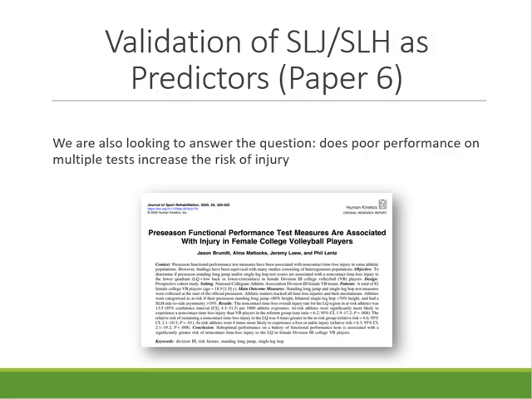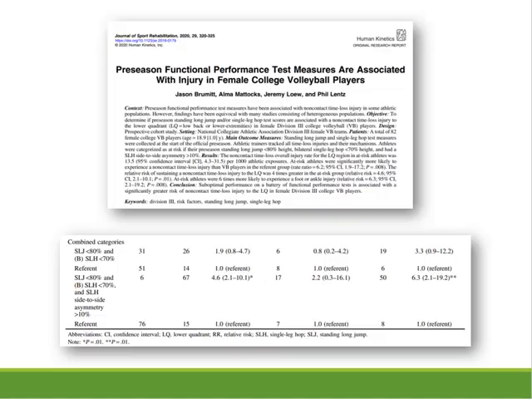Here again was that one looking at the standing long jump and single leg hop as potential predictors of injury based upon preseason performance. And again, I already talked about that one there with those 4 to 6 times greater risk of injury depending upon which locations that we looked at.